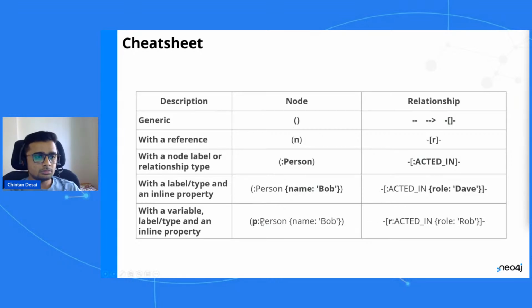Okay, so in here you see that we are declaring a person, it is declared with a label, and there's a property. But here we are doing the same thing, but we are adding a variable for it. Similar to this, we have a variable for relationship. So this is a cheat sheet which will come in handy.